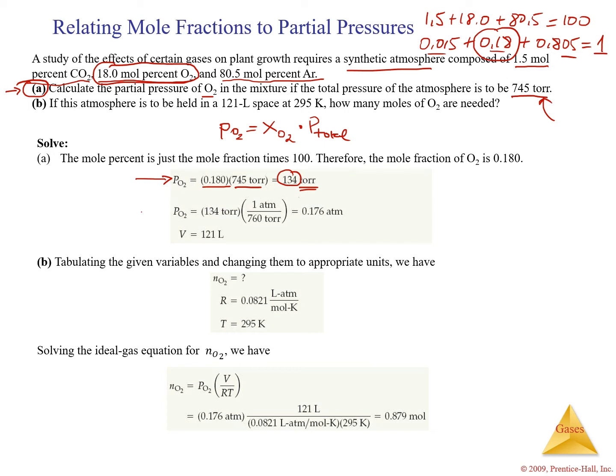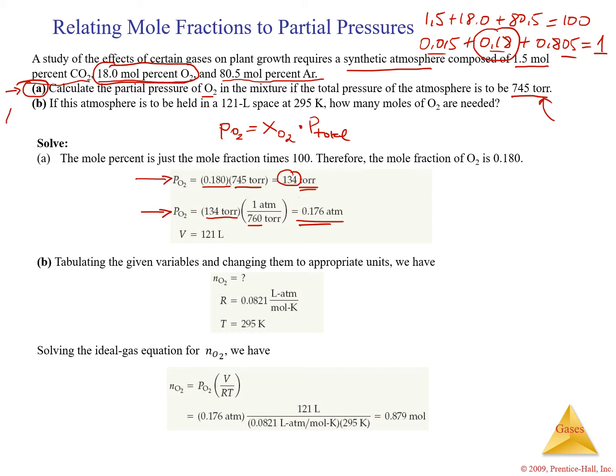If you somehow want to change this to atmospheres, of course you can convert the units of 134 torr, and knowing that 760 torr is equivalent to 1 atmosphere, you can easily calculate that the partial pressure in units of atmospheres is 0.178 for that oxygen.